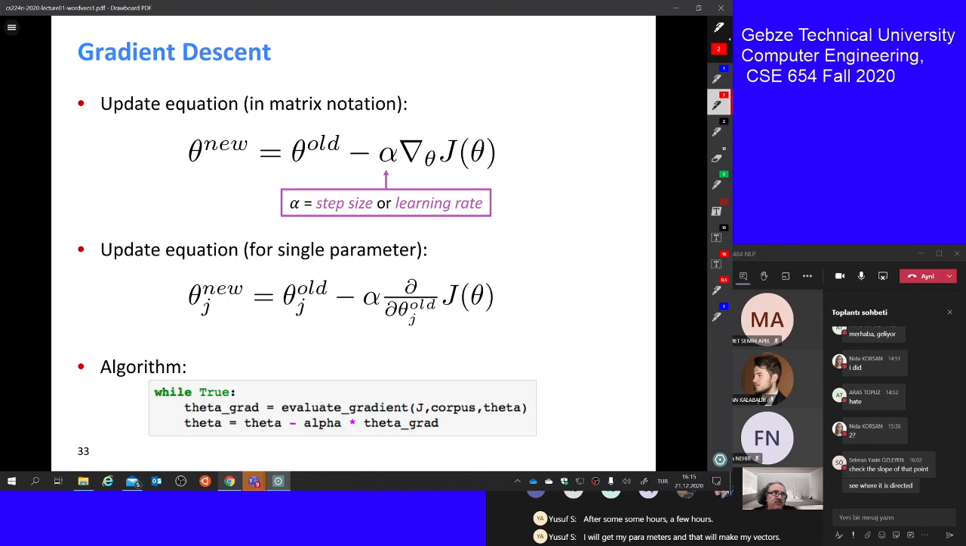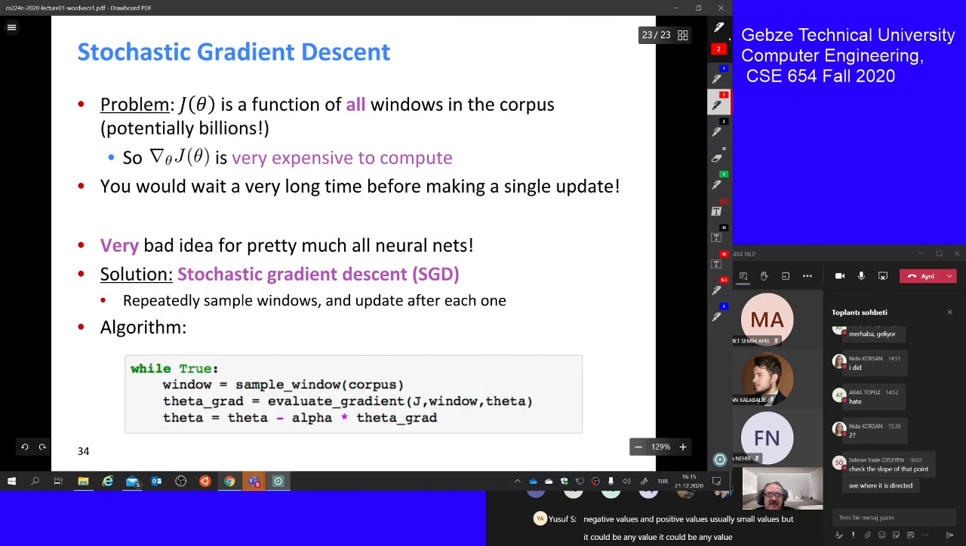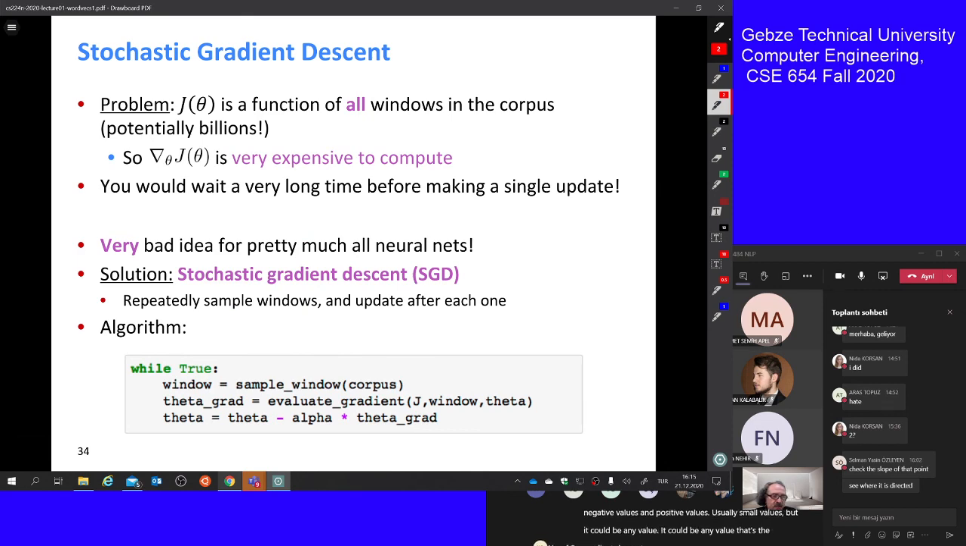Again, it is fully unsupervised, and it will give me vectors, and those vector values could be any value, including negative and positive values. Usually small values, but it could be any value. That's the gradient descent. Maybe I shouldn't talk about stochastic gradient descent much now.